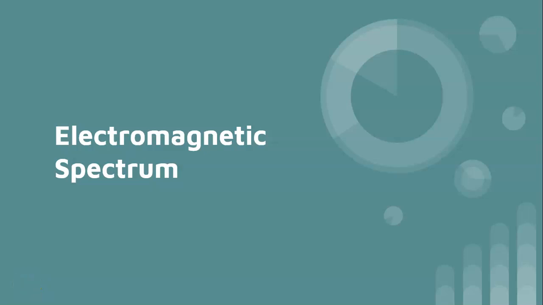So for our final lesson in this unit, we are going to look at the electromagnetic spectrum. And you're probably like, what is that? The electromagnetic spectrum is how we see light and color from these atoms.